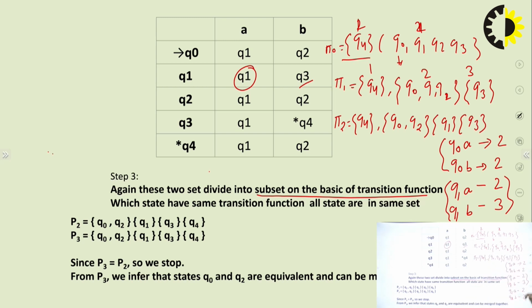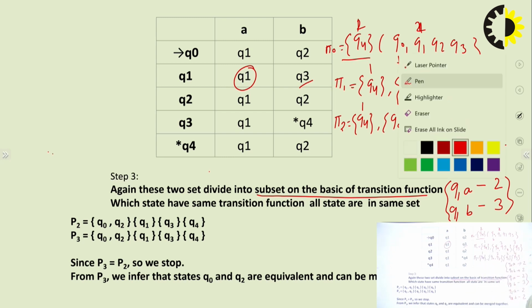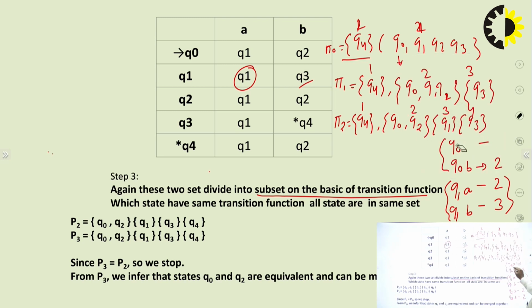Because Q1 has a different function, but Q0 and Q2 have the same transition, so they lie in the same set. Now, how many sets are derived? 1, 2, 3, 4. Four sets are derived, and we repeat this process until the last two iterations are the same.